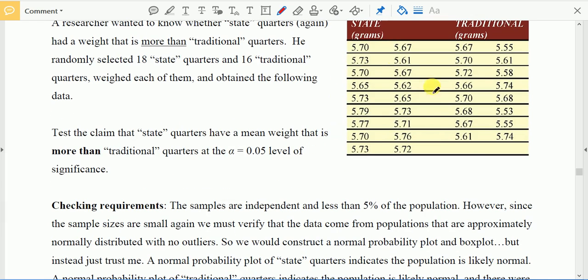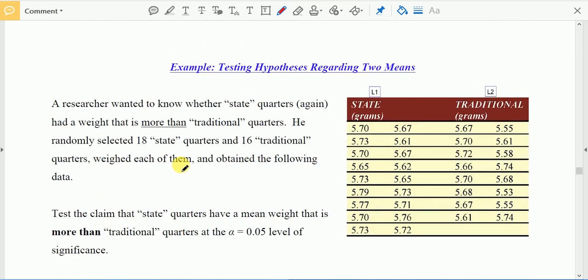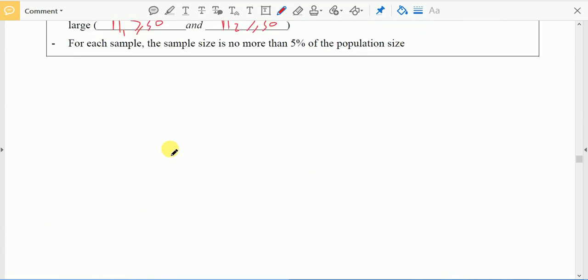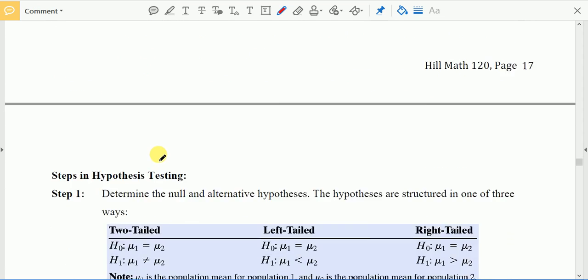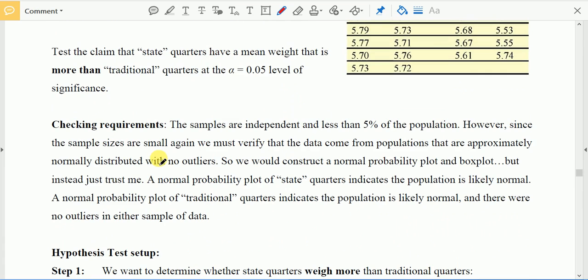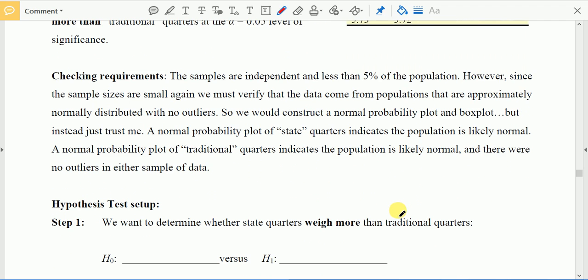Because we only have 18 and 16, they are both less than 30, which is this requirement. Therefore, we must construct a box plot to check whether the population is normal or not. But usually, as I told you, the data are normal, so you don't have to worry about that.